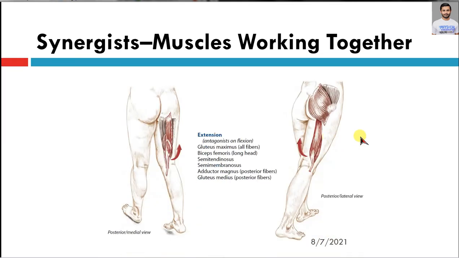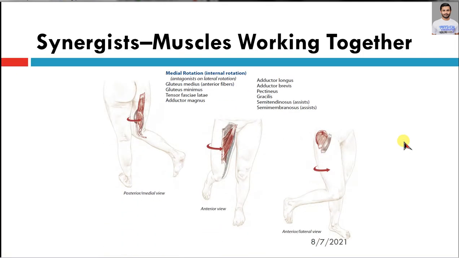For extension, we have gluteus maximus. From fully flexed hip, the gluteus maximus is maximally active. Biceps femoris, long head, semitendinosus, and the adductors and the gluteus muscles, the gluteus medius, they are assisting it. Medial or internal rotators, the gluteus medius being the prime mover, gluteus minimus, tensor fasciae lata, adductor magnus, and some other muscles. It is important to remember that the piriformis muscle acts as an internal rotator as well as abductor and as well as an external rotator in different positions of the hip.